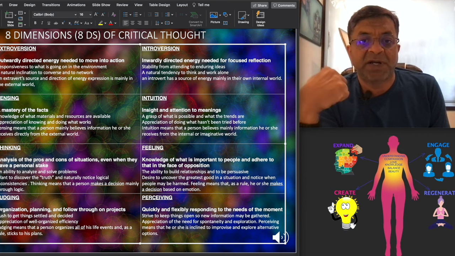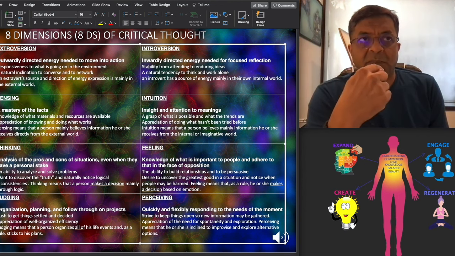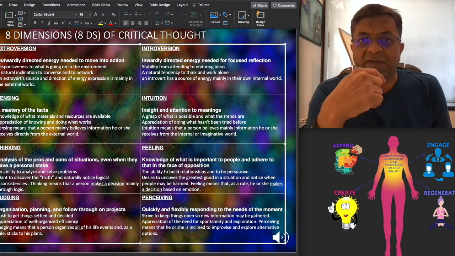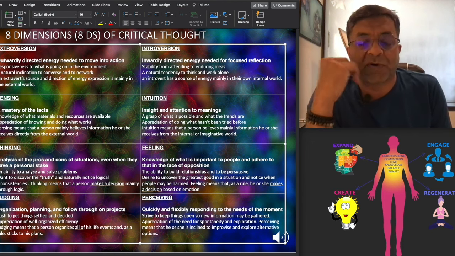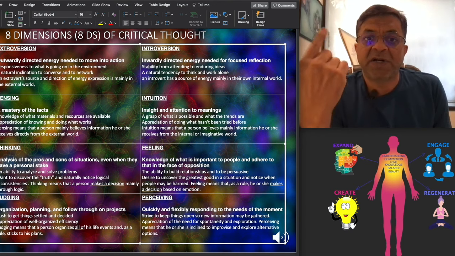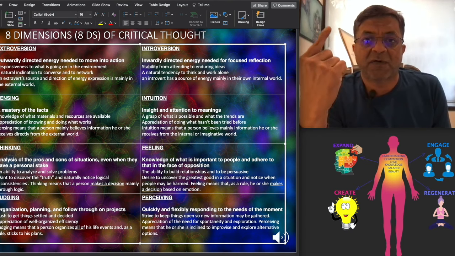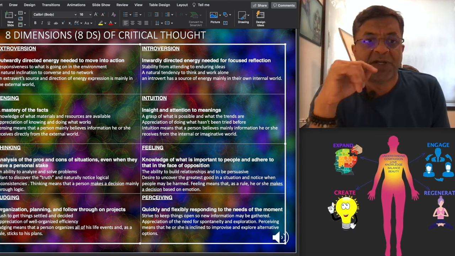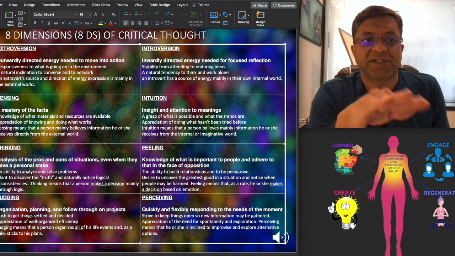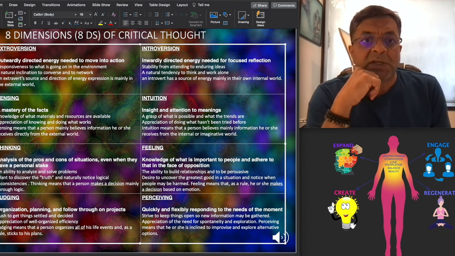Introversion means inwardly directed energy. It's about me going inward within myself, evaluating whatever has been going on in the external world or in my own thoughts, whichever way. Inwardly directed energy needed for focused reflection. It's a self-reflecting mechanism that we all possess. Each one of us has this. Each one of us has actually all the 8. It's just that the proportions might change.